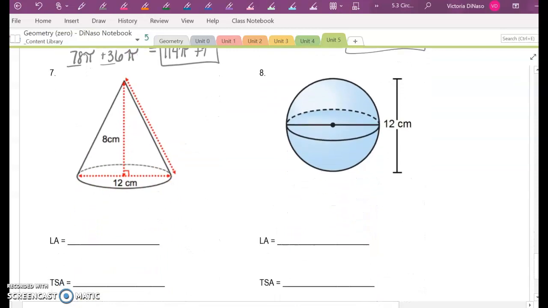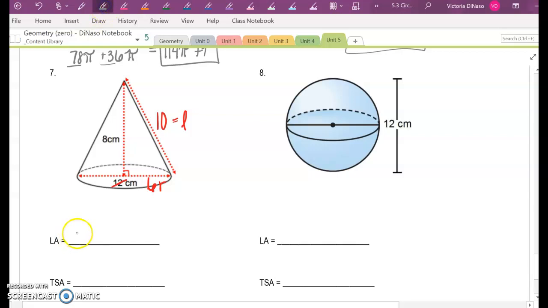All right, for number 7, they give us this height inside, which is 8, and then they give us the diameter, which is 12. So what we're going to have to do is find the radius. So I'm going to take the 12 and cut it in half to get 6. And then if you notice, 6, 8, my triple, 10. So my 10 is the slant height. And my radius is what we're going to be using in order to find the lateral area and total area.